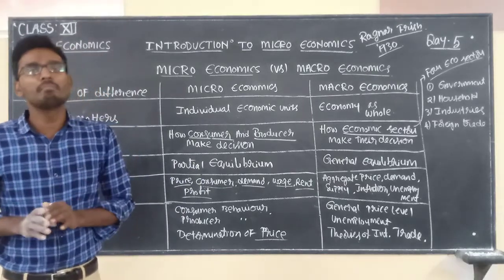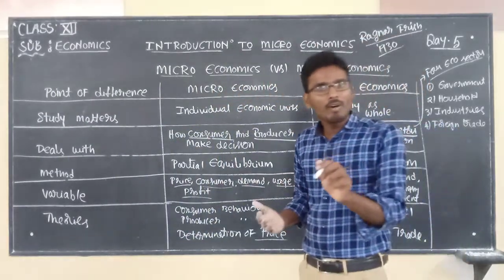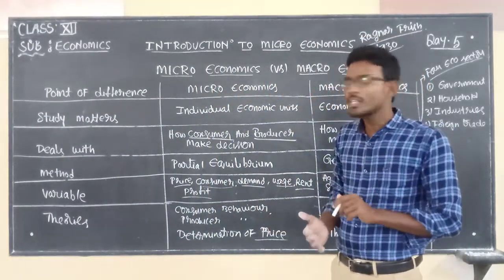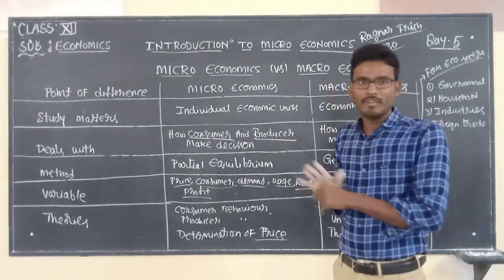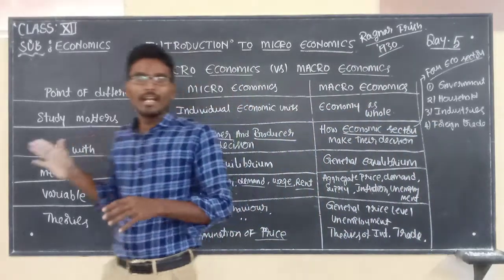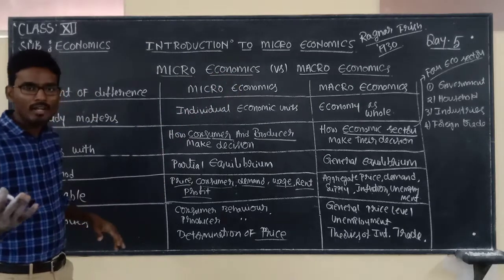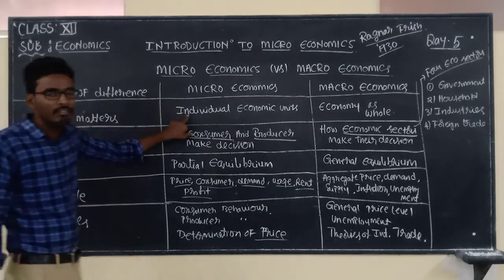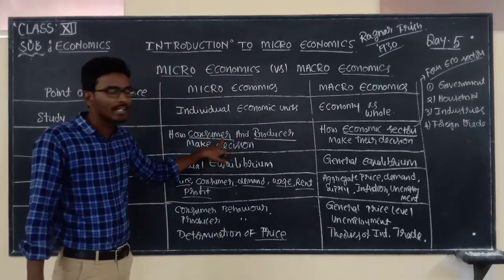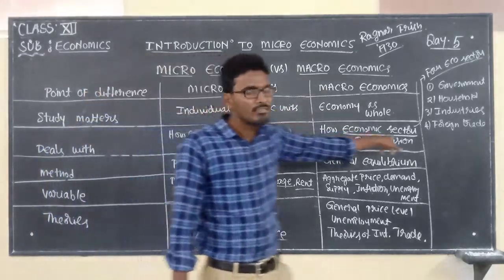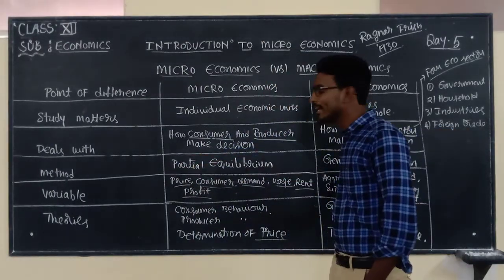So this is a very important concept in chapter number 1. What is the differentiation between micro and macroeconomics? You have to list out all these points in a table for the differentiation. So this table will make clear the differentiation of microeconomics and macroeconomics. Point of difference: study matters. Individual, aggregate. Micro deals with how consumers and producers take decisions; macro deals with how economic sectors make their decisions. And methods: partial equilibrium here, general equilibrium here.